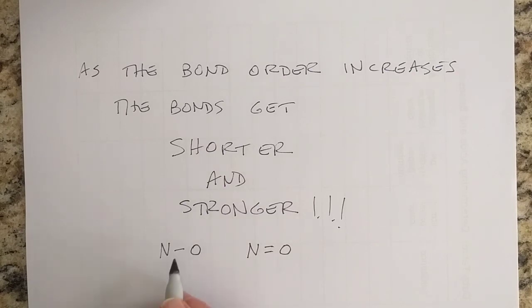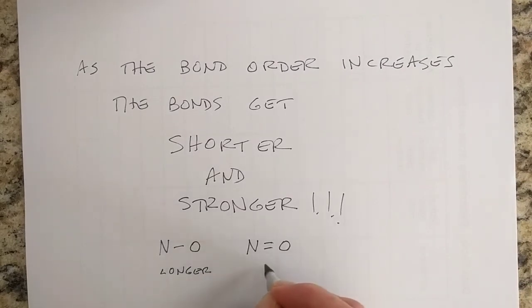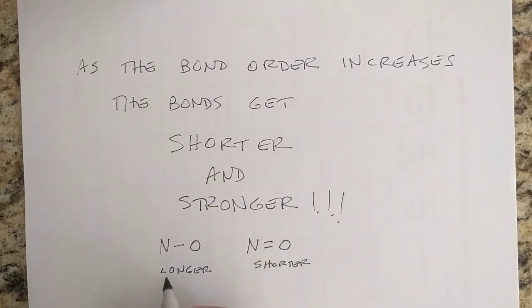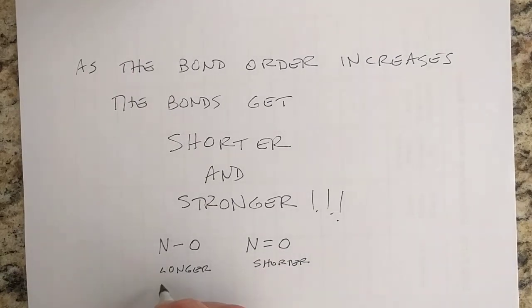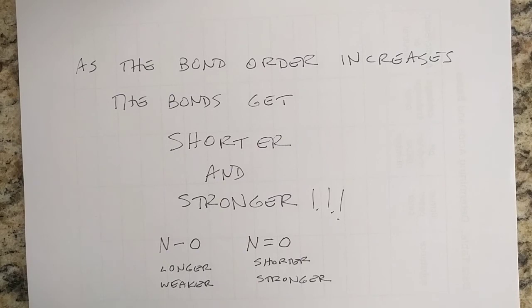So we would say that this bond here is longer, and this bond of the two is the shorter, and this bond here is the weaker of the two. Takes less energy to break this one, and this is the stronger of the two. So the same trend that we saw between two carbon atoms, we see in nitrogen-oxygen bonds.